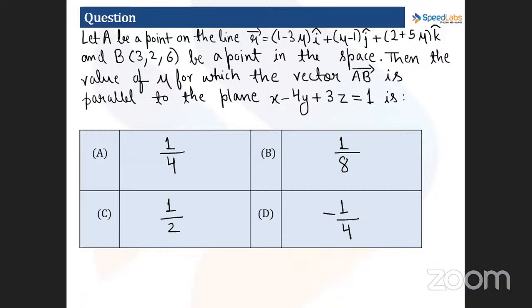Let A be a point on the line r vector equal to 1 minus 3 mu i cap plus mu minus 1 j cap plus 2 plus 5 mu k cap and B 3, 2, 6 be a point in the space. Then the value of mu for which the vector AB is parallel to the plane x minus 4y plus 3z equal to 1 is.